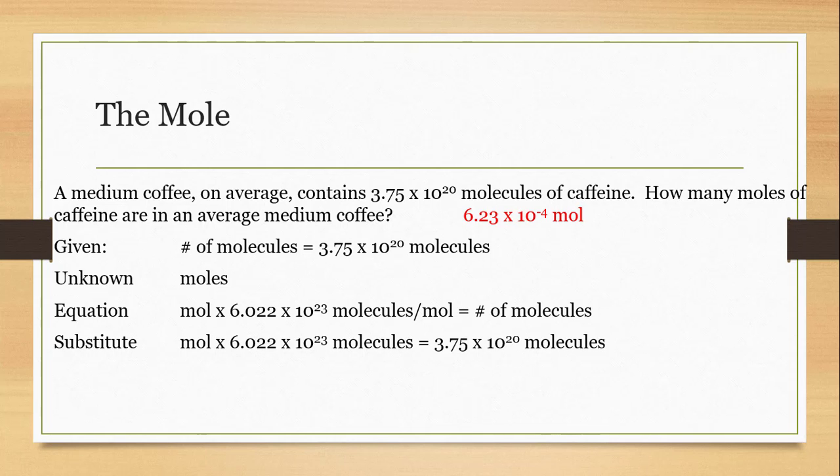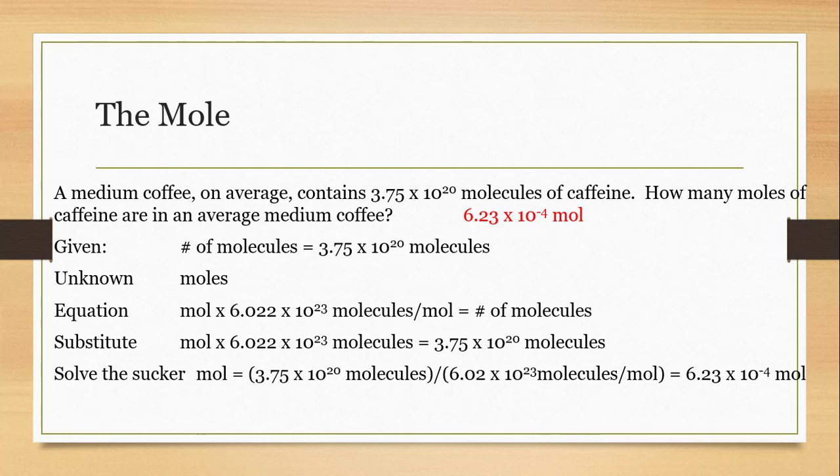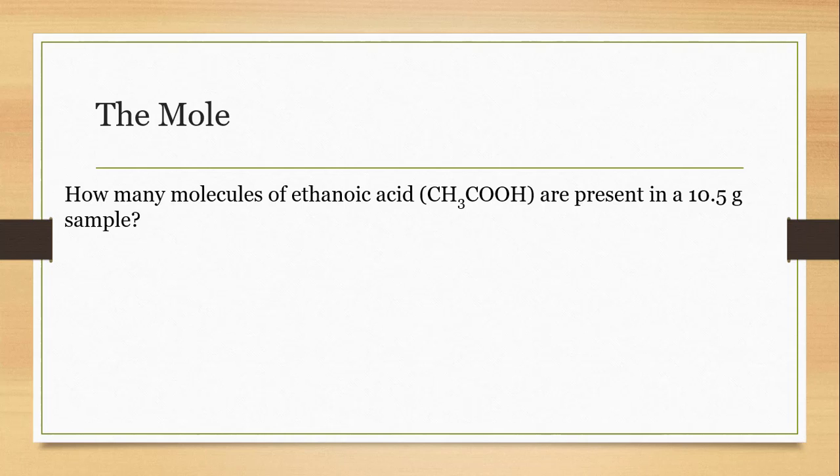Plug your value in. Now you need to rearrange it. Divide both sides by Avogadro's number, and you get moles equals 6.23 times 10 to the minus 4th moles. And so we have our last example. A sample of ethanoic acid, there's the chemical formula, weighs 10.5 grams. How many molecules do you have?